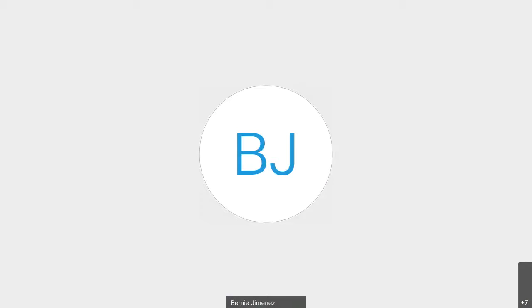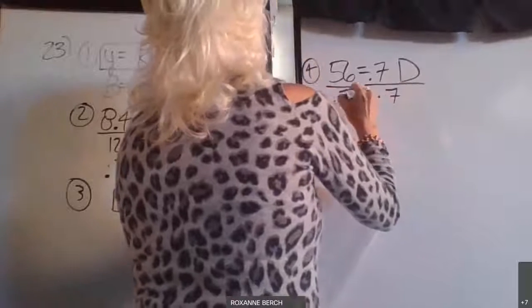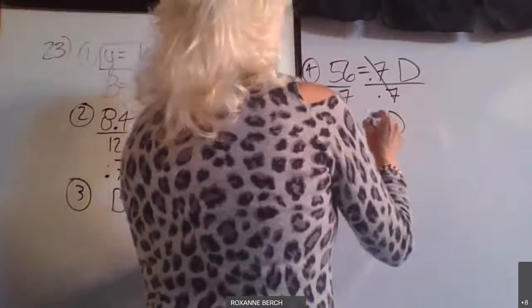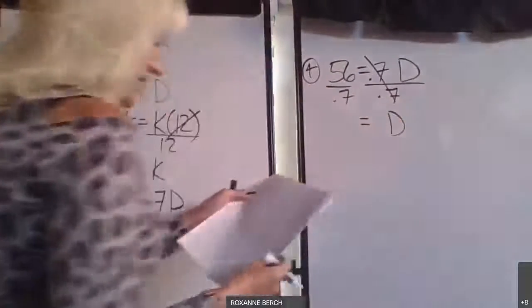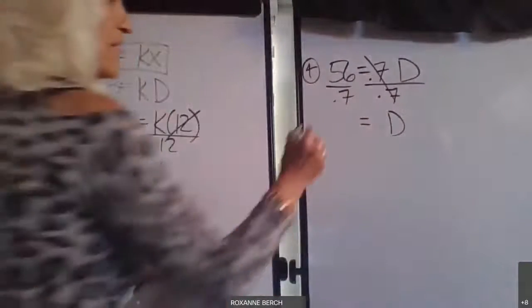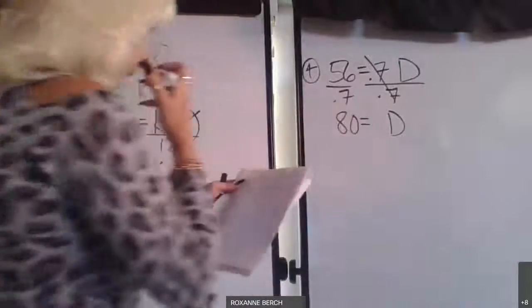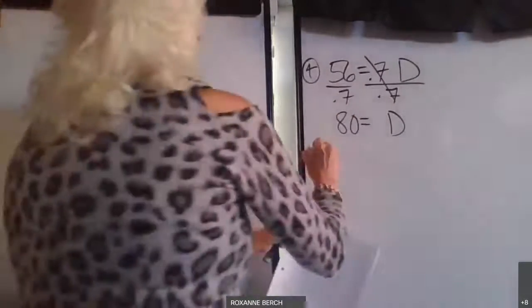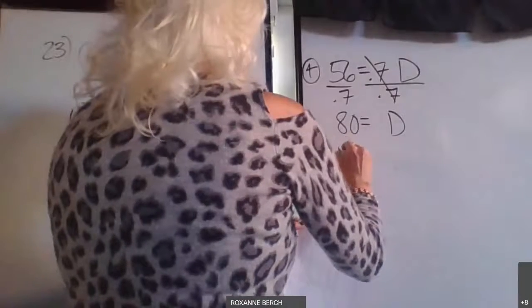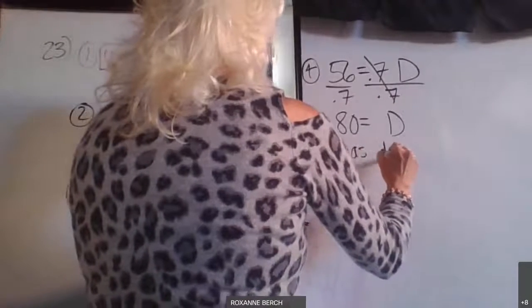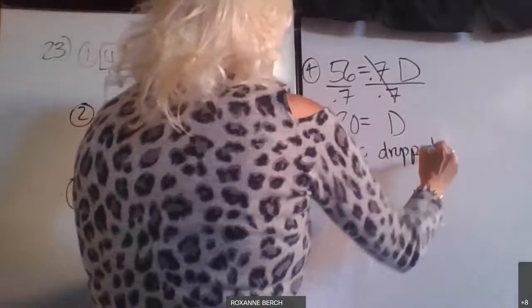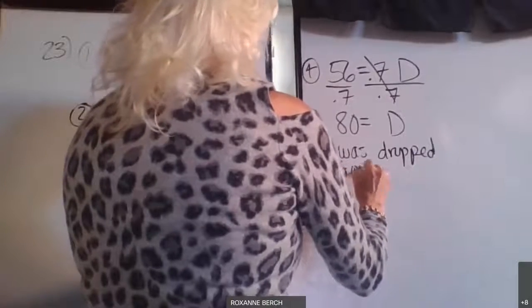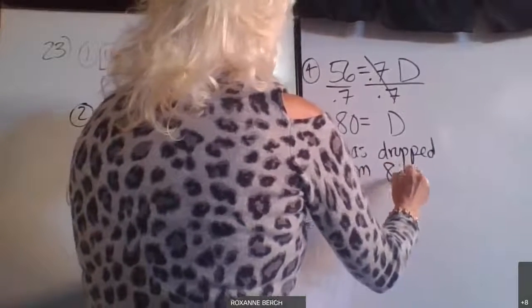Yes. So now I'm going to divide both sides by 0.7 because I'm solving for D. So D is equal to, what's 56 divided by 0.7? I think it's 80. And so remember, we're going to make a statement. So we're going to say it was dropped from 80 inches.